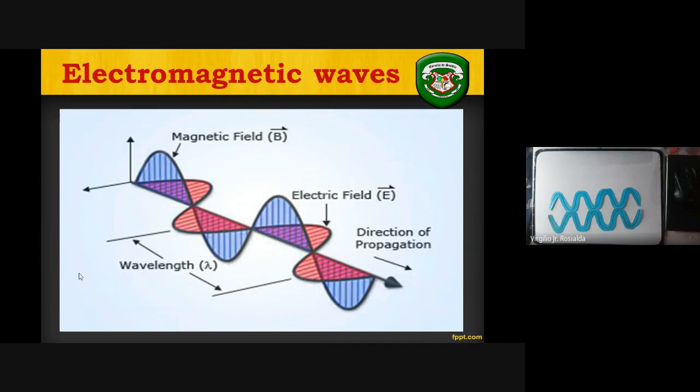Kapag nagmo-move ang charge natin, technically, we are creating an electromagnetic wave. So here, in our figure illustration na nakikita nyo ngayon, the magnetic field is the blue one, while the electric field is the red one. And the direction of propagation is going there. As you notice, the wavelength is the distance between the two crests or two troughs.